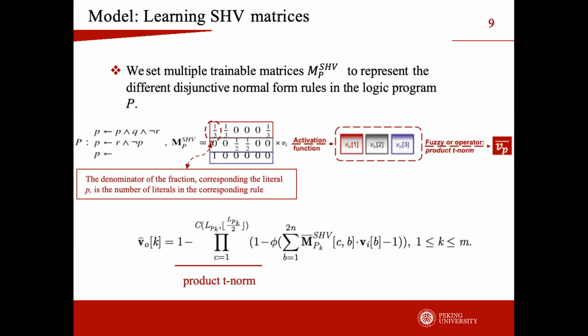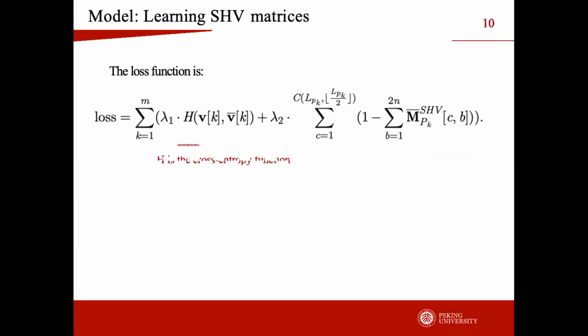And this is the inference formula to replace the immediate consequence operator. The last function in this stage is similar to the last one, but we add another constraint. This constraint just constrains the sum of each line of the SH matrix to 1.